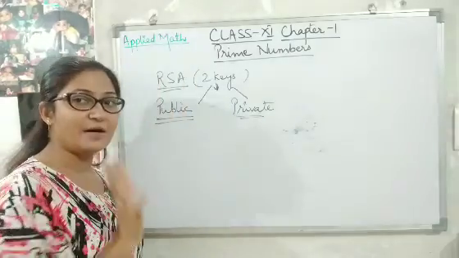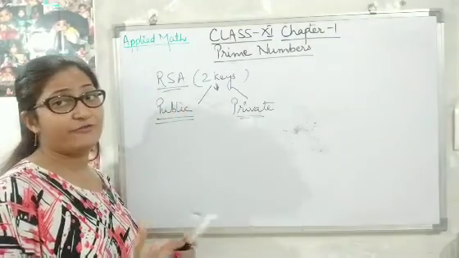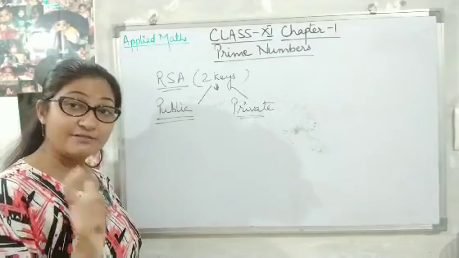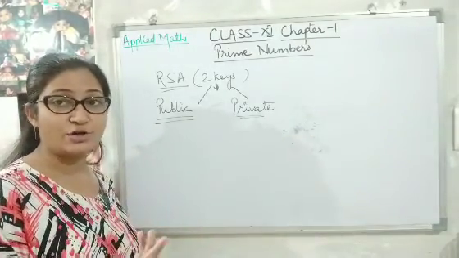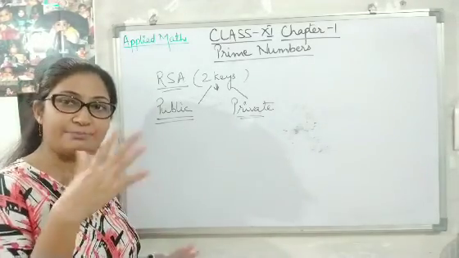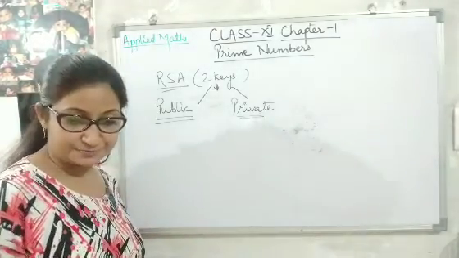This works at both ends. Two keys are there which are used to encrypt and decrypt the data. Otherwise, in other approaches of encryption, only one key is used.